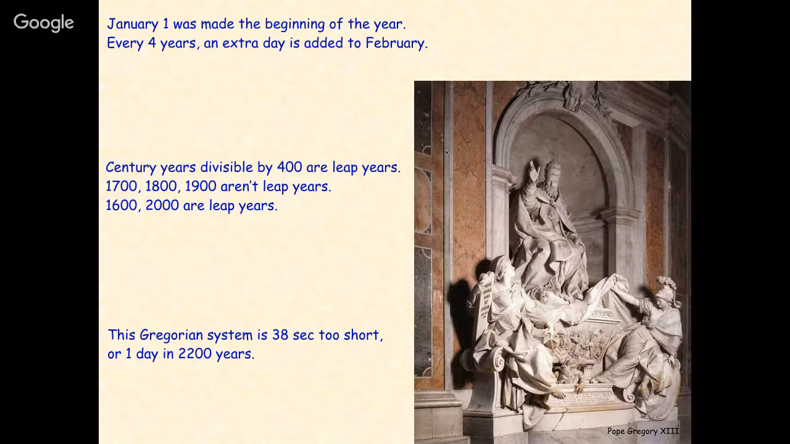But then he institutes another correction, where he says that century years that are divisible by 400 are also leap years. So 1700, 1800, 1900 are not evenly divisible by 400, so they are not leap years. But 1600 and 2000 are evenly divisible by 400, and so they also become leap years. So this is a correction, and so this Gregorian system is now only 26 seconds too short of the true seasonal year, or about 1 day in 3,300 years.